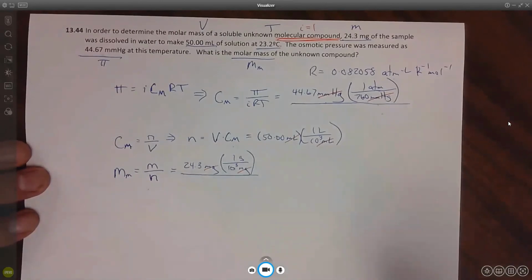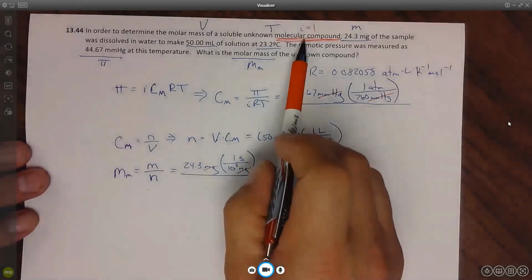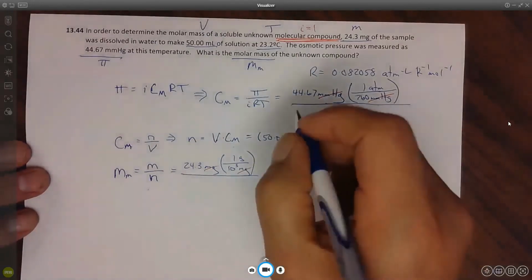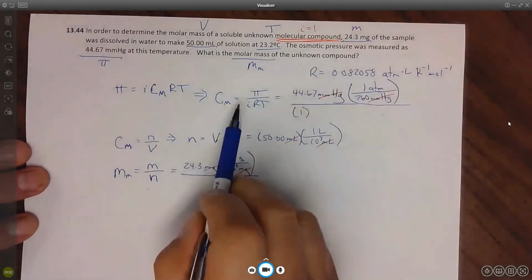If I just tell you it's a molecular compound, you're going to assume that it's not a carboxylic acid, okay? And usually those carboxylic acids are so weak that it doesn't matter. They dissociate so little that it doesn't even affect the values to the number of sig figs that we're looking at. So molecular compound, we're saying i is equal to 1.